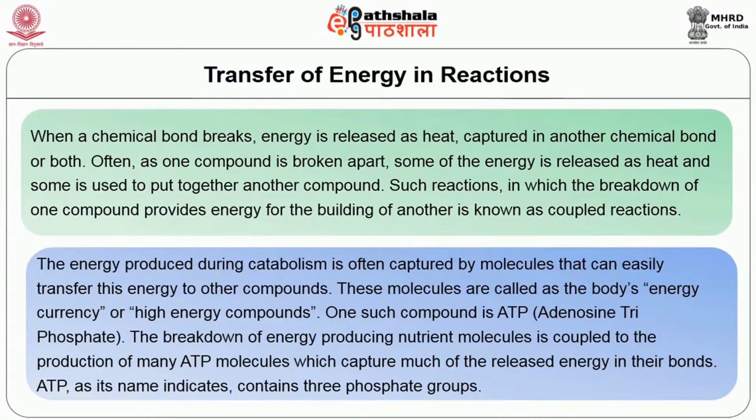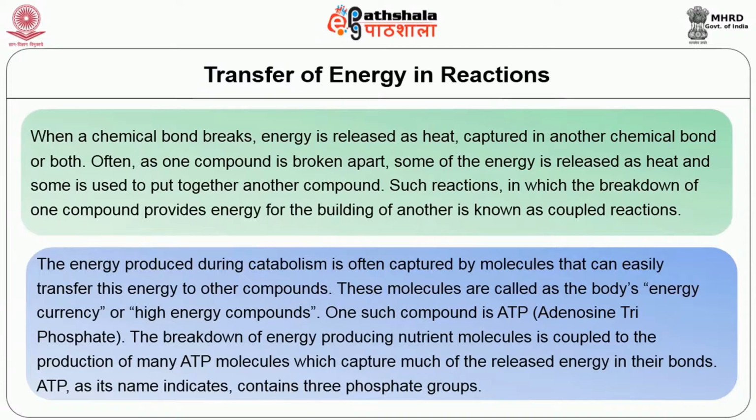Energy produced during catabolism is often captured by molecules that can easily transfer this energy to other compounds. These molecules are called the body's energy currency or high energy compounds. One such compound is ATP, adenosine triphosphate. The breakdown of energy producing nutrient molecules is coupled to the production of many ATP molecules, which capture much of the released energy in their bonds.